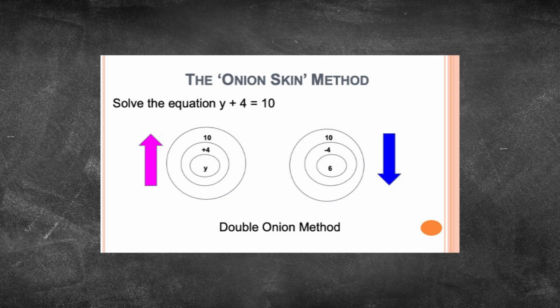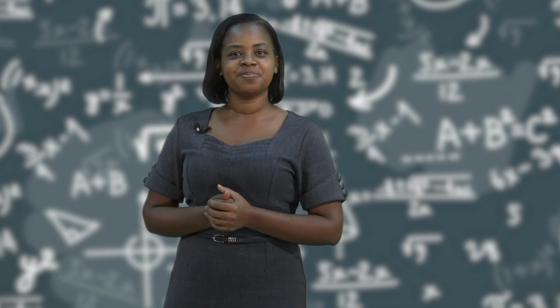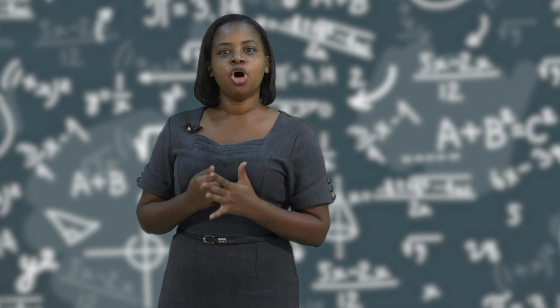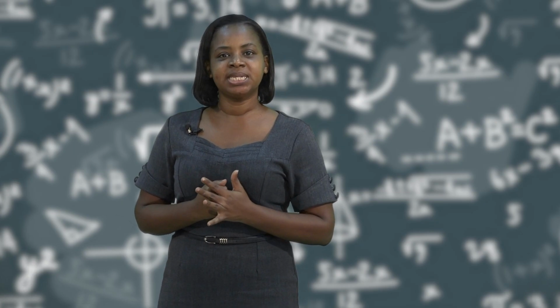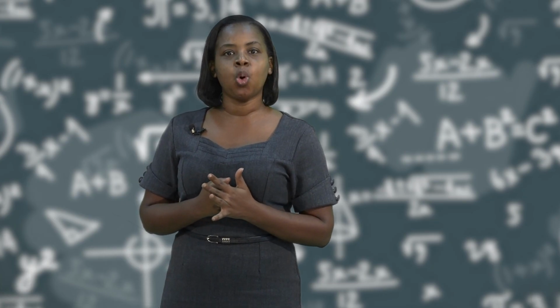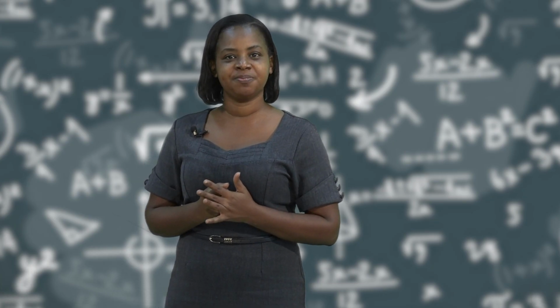In the second onion, you will start with the outermost skin and peel each skin inwards using inverse operations until you get to the variable at the center. So, we will peel the skin with 10. Next, we will peel the skin with plus 4. However, in this onion, the operation will now be minus, which is the inverse or the opposite of addition.